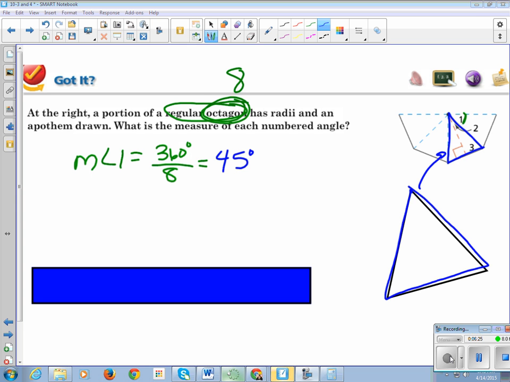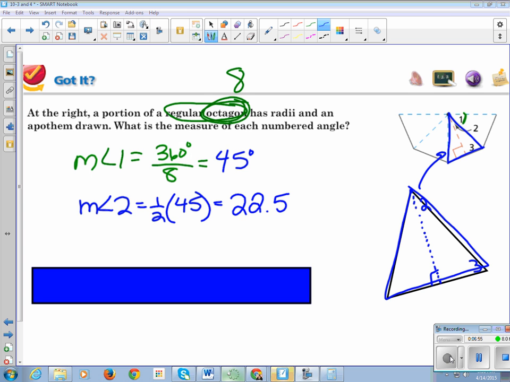So I have my apothem, which comes right down the middle and makes a 90-degree angle. I have angle 3 here in the corner. Angle 2 lives right here. And angle 1 we found was 45 degrees. If you remember, the measure of angle 2 was half whatever angle 1 was. Half of 45, well, half of 40 is 20. Half of 5 is 2.5. So now the measure of angle 2 is 22.5.